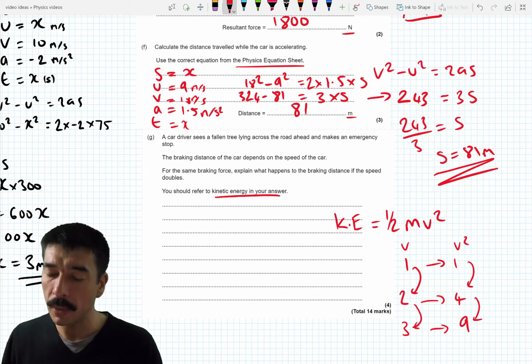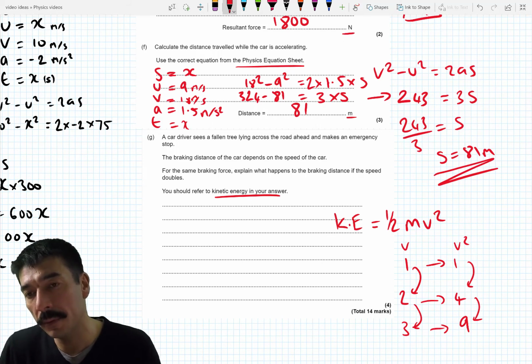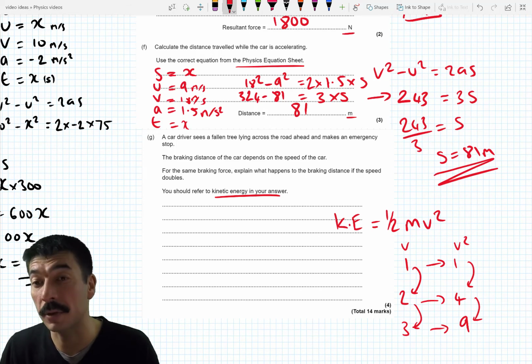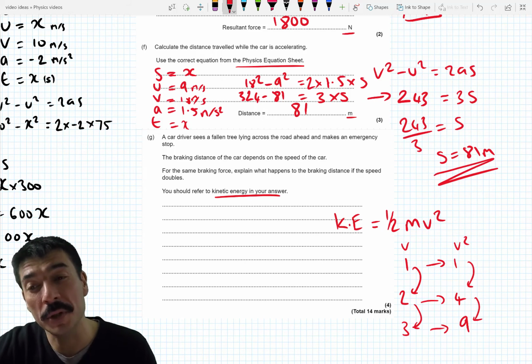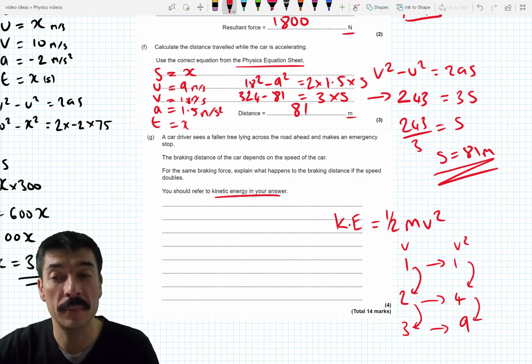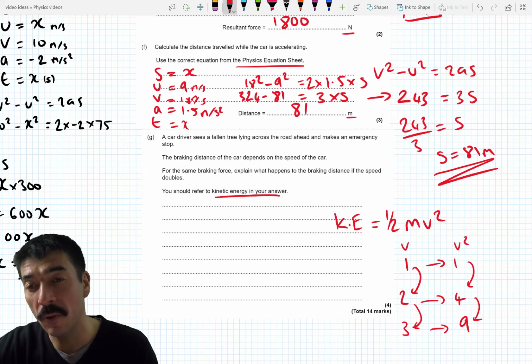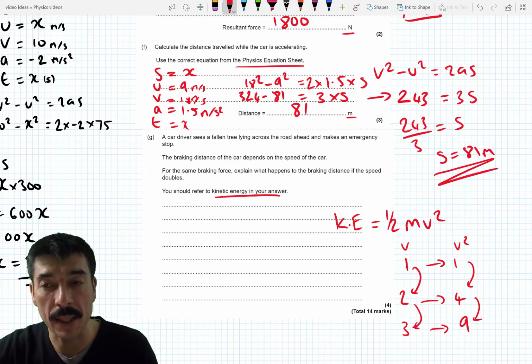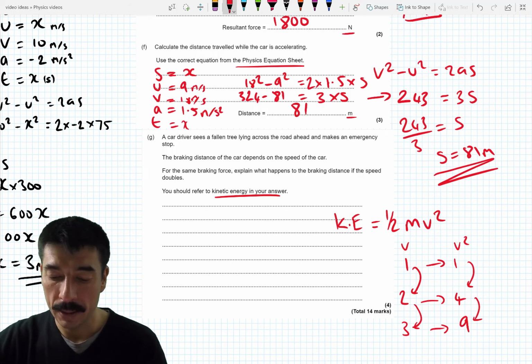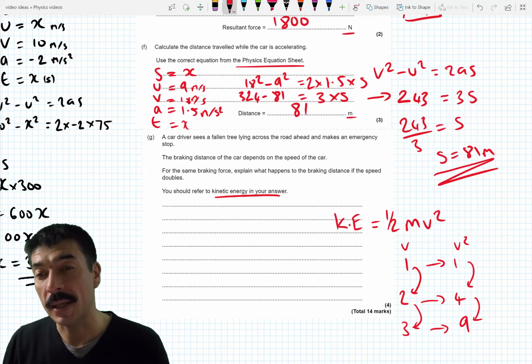So if you double the velocity of the object, you don't double the kinetic energy, you quadruple the kinetic energy, because if the velocity goes from 1 to 2, for instance, the kinetic energy goes from 1 to 4. Okay? Therefore, there'll be 4 times more work needed to be done to decelerate the car. 4 times more work done by the brakes, converting kinetic energy into thermal energy. Okay? So that's what you'd need to be saying for this.